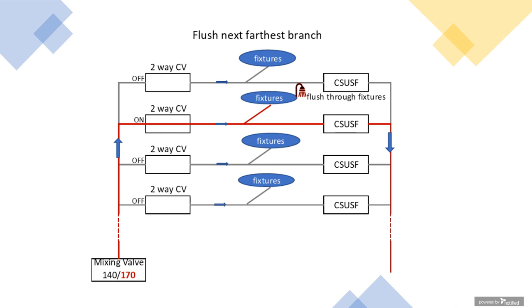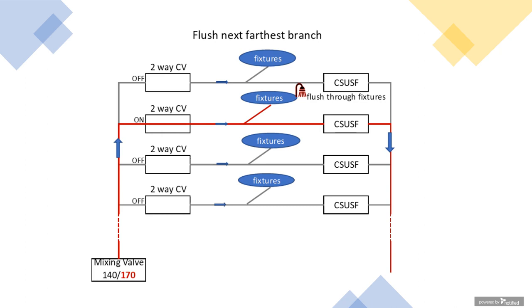And you do this sequentially from branch to branch to branch till you get to the one closest to the hot water source. And then when that's all done, your system is totally thermally disinfected, all controlled automatically without the worries of operator interference or operator error.